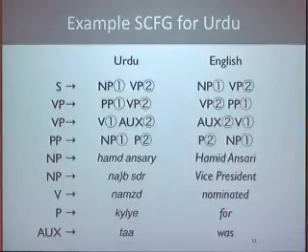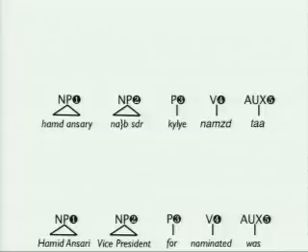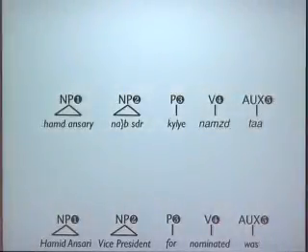So then the way that we translate is to have some Urdu input sentence, which I've romanized here just to make it a little easier to read. And then we apply all of our pre-terminal symbols. And once we've done that, then initially we have some English output, or a space of English outputs, that are in the Urdu word order. So we have initially Hamid Ansari, vice president for nominated was. So Urdu is a subject, object, verb language, whereas English is subject, verb, object.